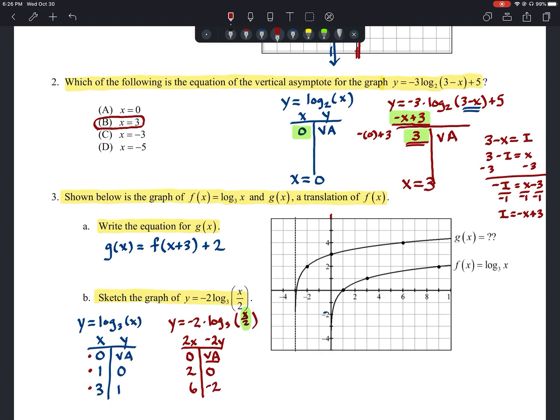So we already know that we've got this as our vertical asymptote. We now have a point at 2, 0. And we have a point at 6, negative 2. Should be down here. So it looks like our graph is going to start up here, run along the asymptote, and then it's going to end up curving out and down this direction. And that would be our graph for this function here that they've given us. y is equal to negative 2 times log base 3 of x divided by 2.